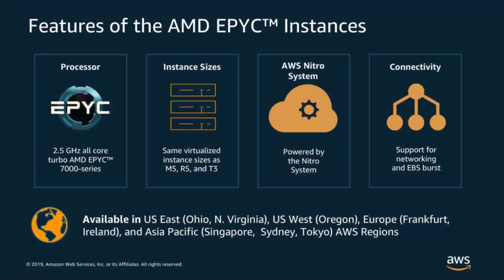These are powered by the AWS Nitro System. This is one of the ways that we've been able to create a very familiar platform. So if you're running on our 5th generation instances today, you're going to see a very similar experience around ENA, or Elastic Network Adapter, and NVMe drivers to connect to EBS or local storage, for example. And then connectivity: support for networking and EBS burst. This creates a lot of value for customers who want to use more networking and more EBS connectivity, but not necessarily more vCPUs or memory.